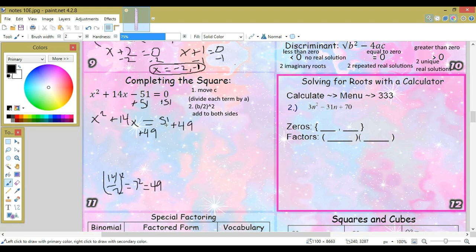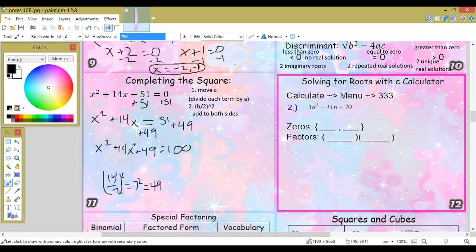We go ahead and add 51 plus 49. That gives us 100. Then that's what we want. We want perfect squares. We're completing the square. So we have x squared plus 14x plus 49 equals 100.